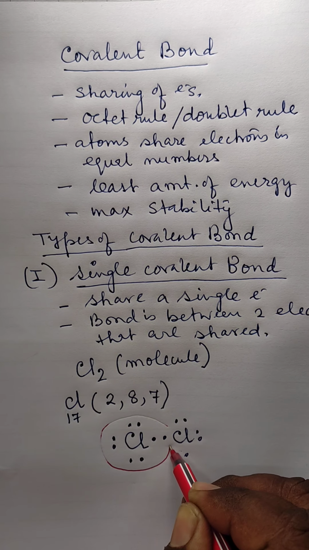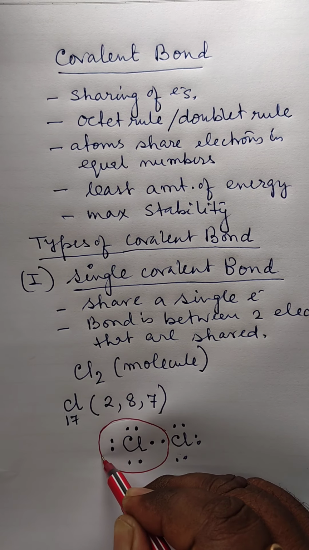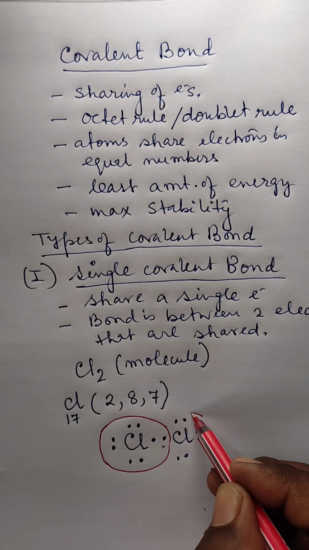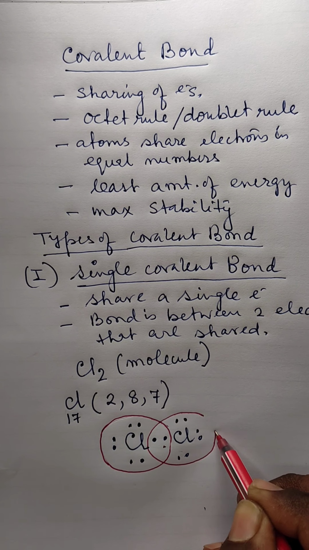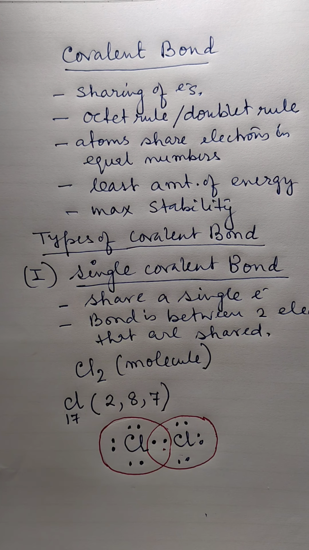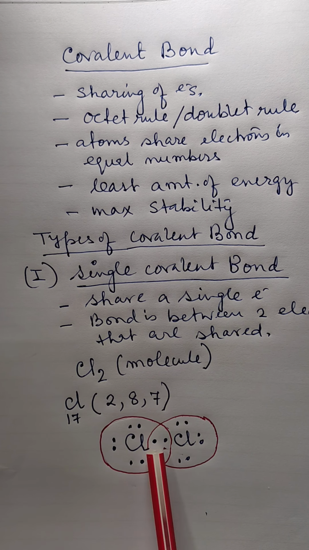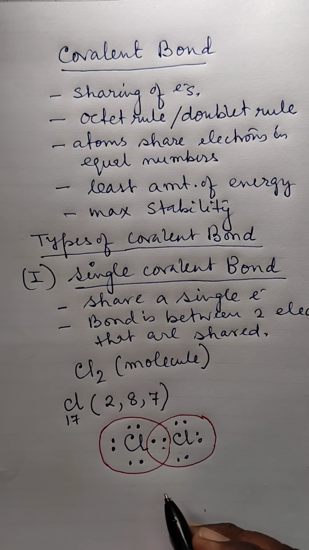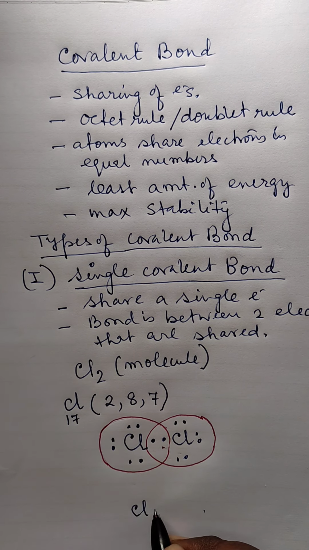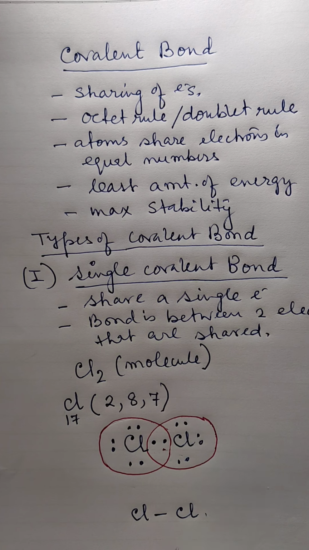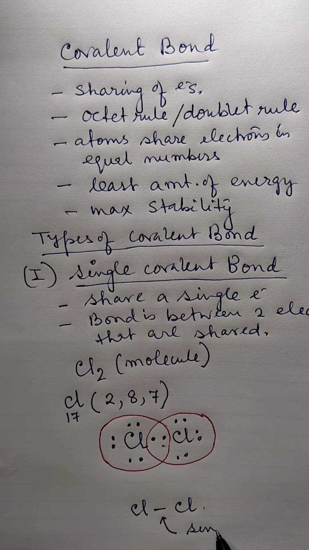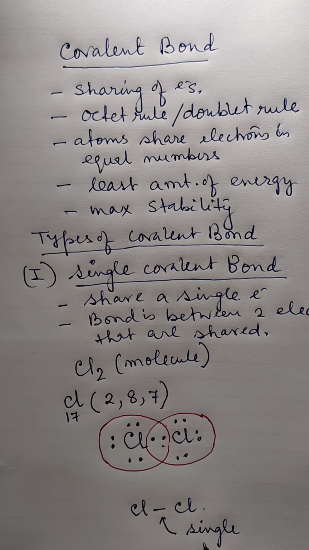So what we see is that this chlorine atom has its own 7 and is sharing 1. In the same way, the other chlorine also has its 7 and is sharing 1. How many electrons are involved in the chemical bonding? We can see only 2 electrons involved. So we represent it like this: chlorine, single bond, chlorine. This bond is called single covalent bond.